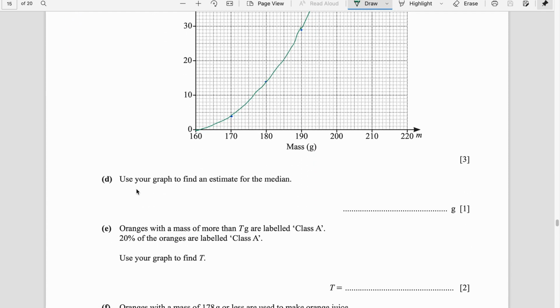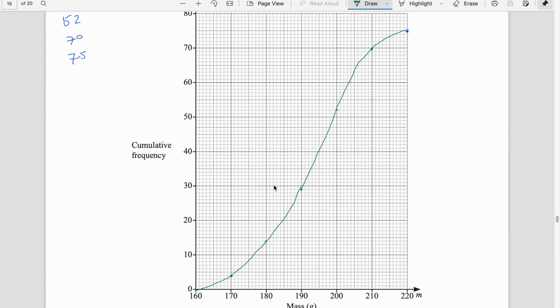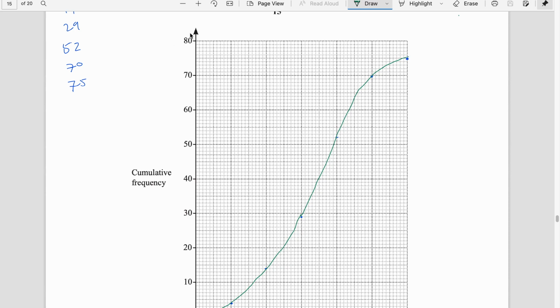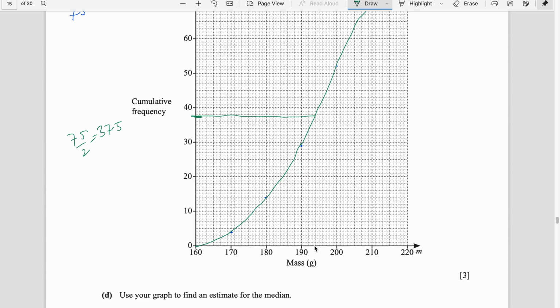Okay. Use your graph to find the estimate for median. Now be careful, don't use this 80 because the graph is ending at 75. Don't divide 80 by 2. This is 75 by 2, 37.5. So this is 30, 35, 36, 37, 37.5. Draw the line, use your scale, and it hits here in the fourth line, which is 194.